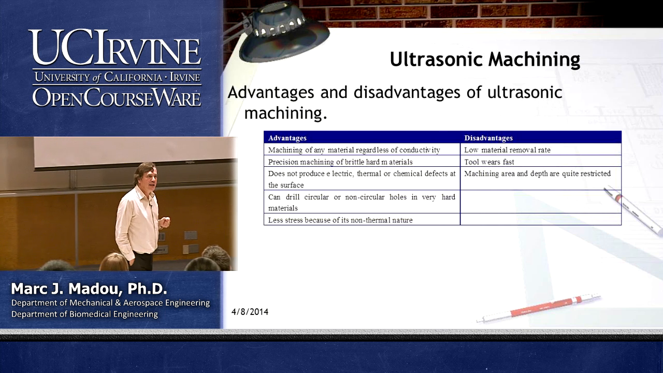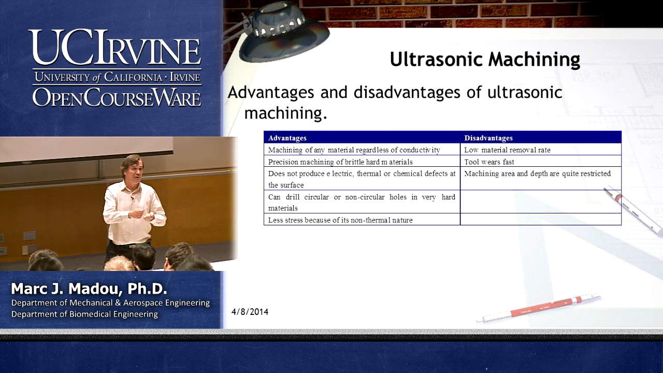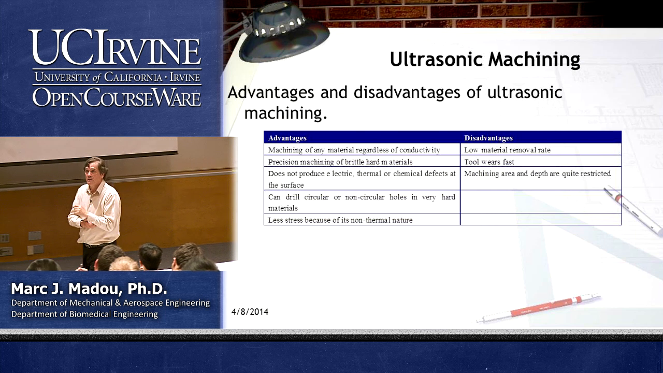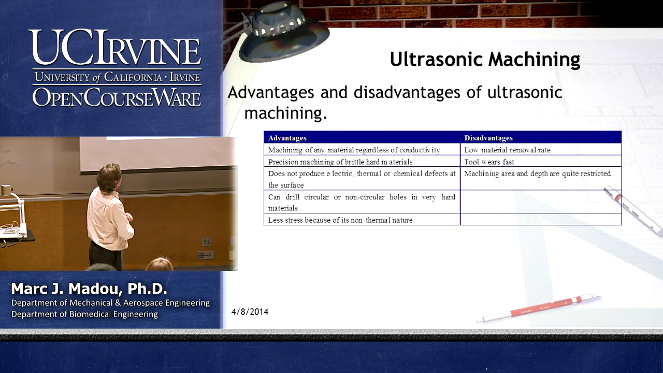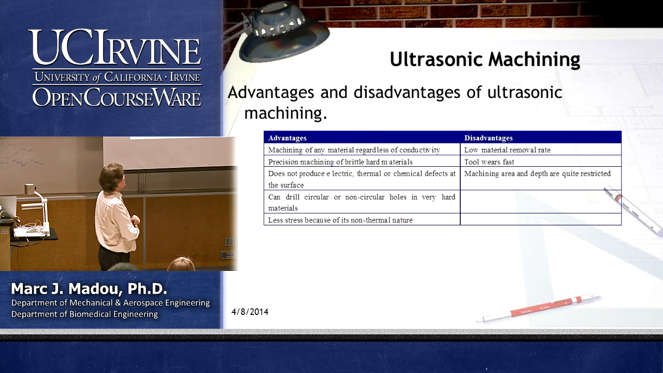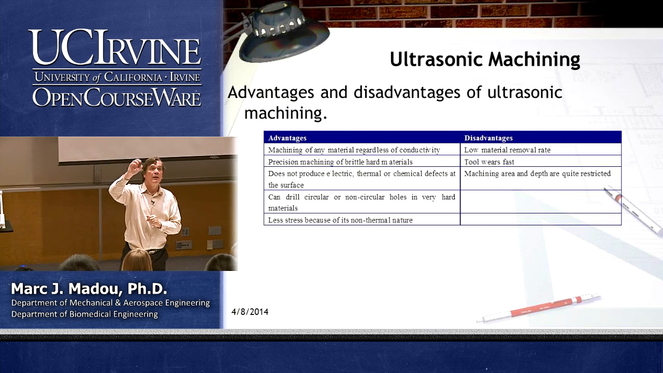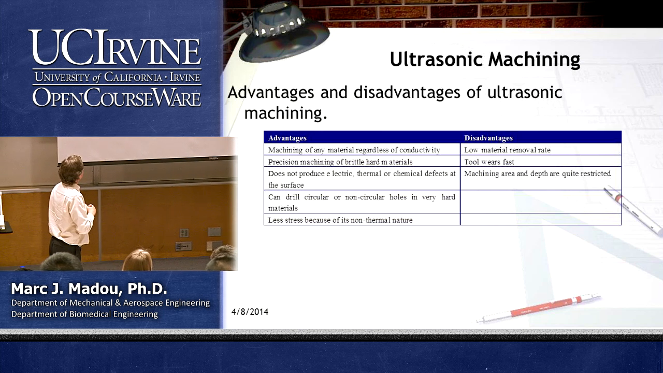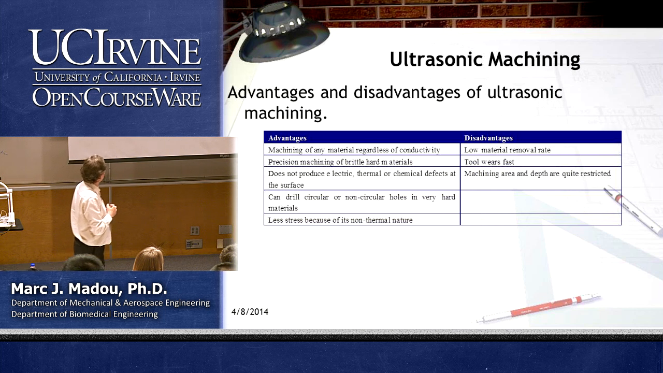So if you have something that is maybe like carbon, right? It's very difficult to machine carbon. It will break apart very easily. It will not if you use ultrasonic drilling. It does not produce electrical, thermal, or chemical defects at the surface. Key word here, it does not produce a heat-affected zone because there's no heat involved. It can drill circular or non-circular holes in very hard materials. Less stress because of its non-thermal nature.